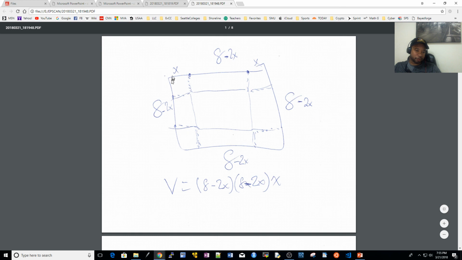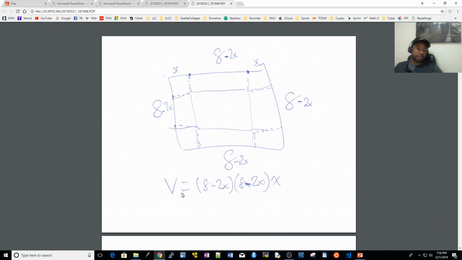So the formula for the volume of the box is going to be the length times the width times the height. If we were to fold it up, the height of the box would be x. The length of the box would be 8 minus 2x, because there's 2 x's that got cut out. So this piece from here to here is 8 inches minus 2x inches. And then the width would also be 8 minus 2x.